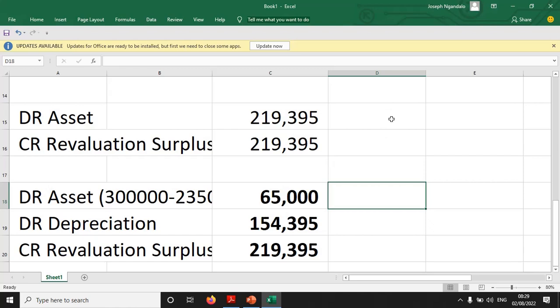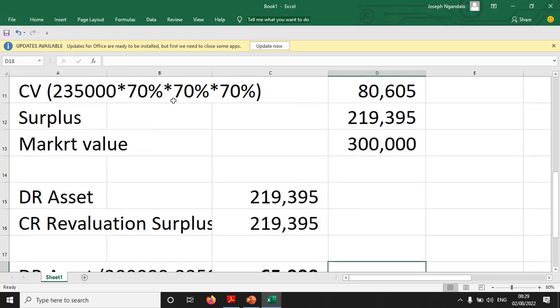Can I proceed? Still writing, all right? Please make sure that you start with this particular working, right? Can you see this working on top here? It is a key working because it enables you to countercheck which one? The revaluation surplus. Very important.